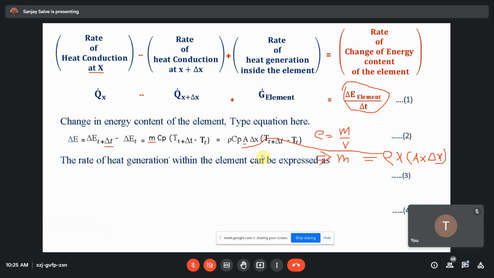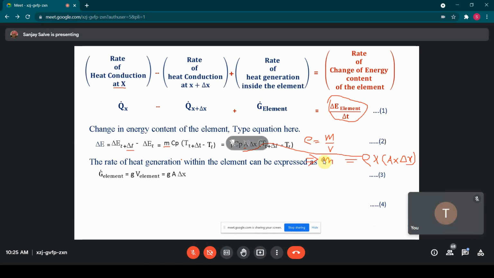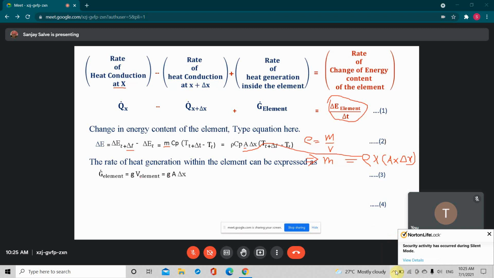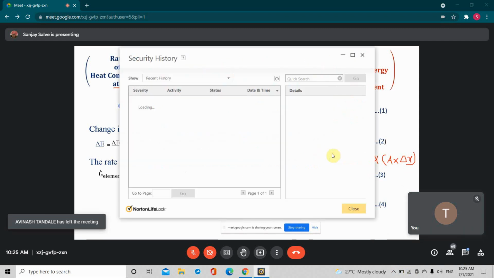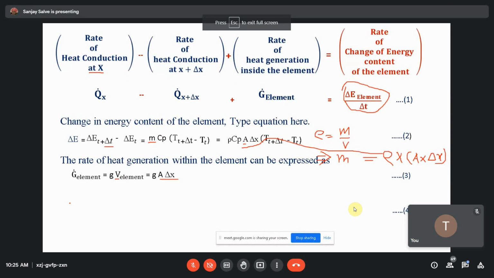Now the rate of heat generation within the element can be expressed. How is it expressed? It is per unit volume. So G dot element is equal to the internal heat generation per unit volume into the volume. The volume is area into small strip thickness del x. Get it? And after that, put equation 2 and equation 3 in the main equation number 1.